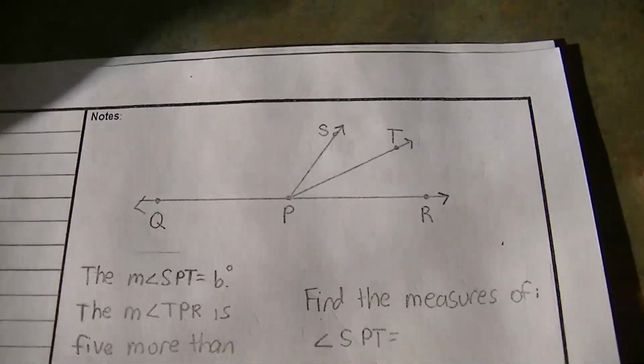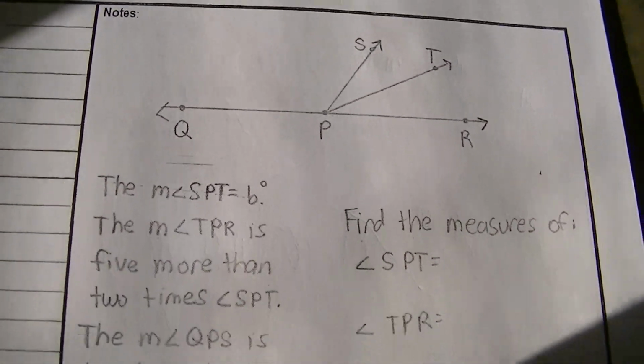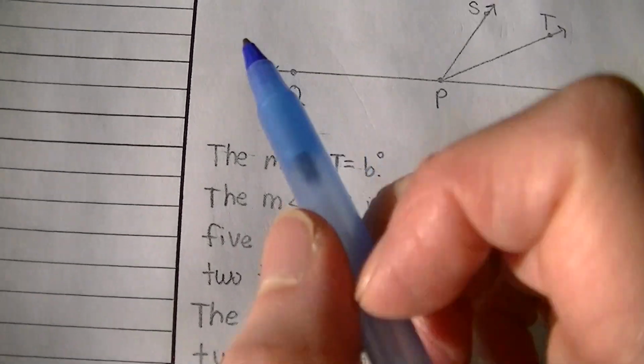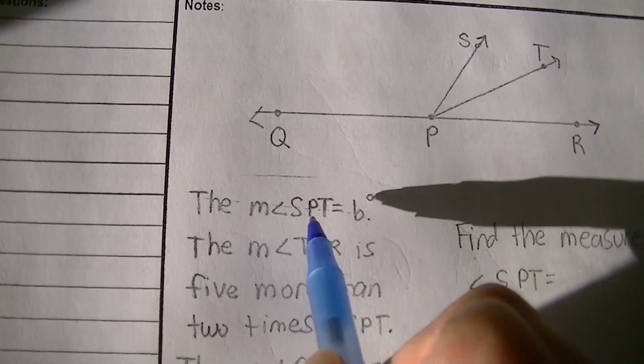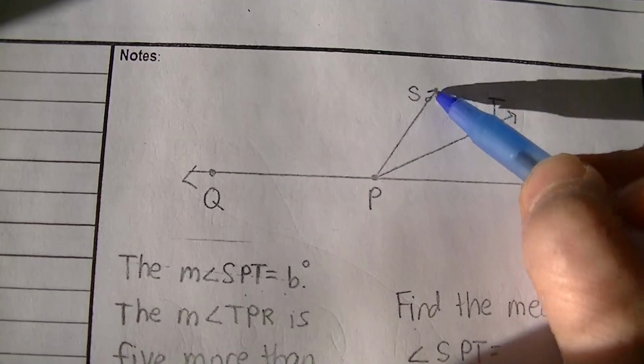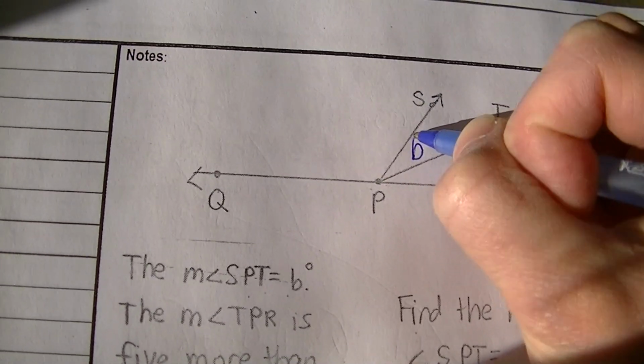Okay. Oh, you have angles up here and they're not labeled, so that's going to require some work. And look, there's some information right here, so that's definitely what you're going to use to help you solve this problem. The measurement of angle SPT is B degrees. So let's find SPT and let's label it right away. SPT, it's B degrees. So they're saying, label this one, that one's going to be B degrees, okay?